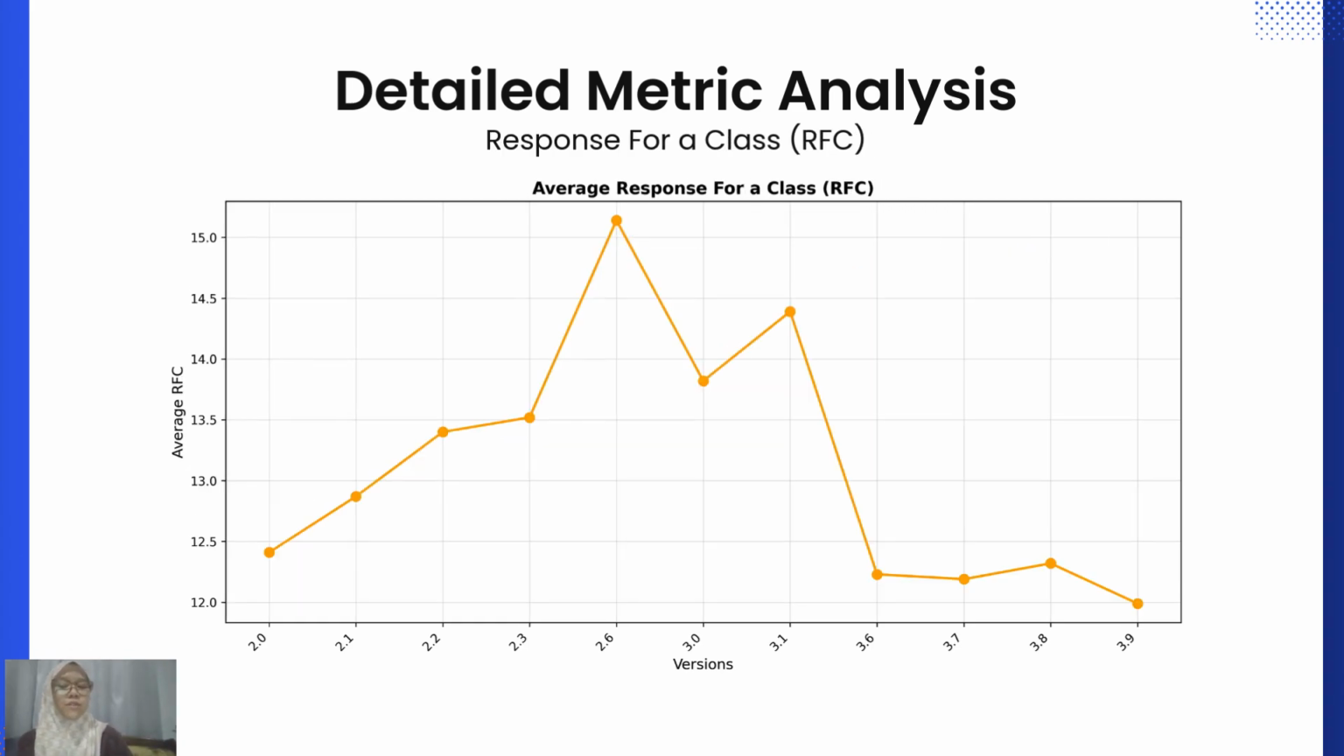Overall, it shows a 3.4% decrease from 12.41 to 11.99, but the peak was 15.14 at version 2.6. So the RFC trend shows an interesting pattern. Actually, it initially increases, followed by a decrease in recent versions. The decrease in recent versions is positive, suggesting improved method organization and reduced complexity.